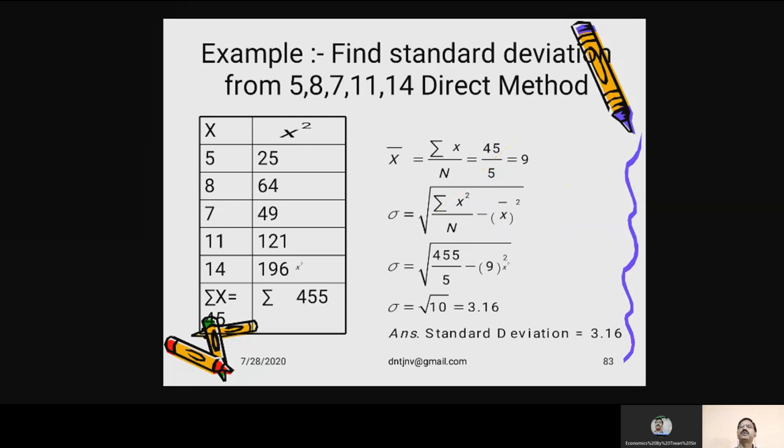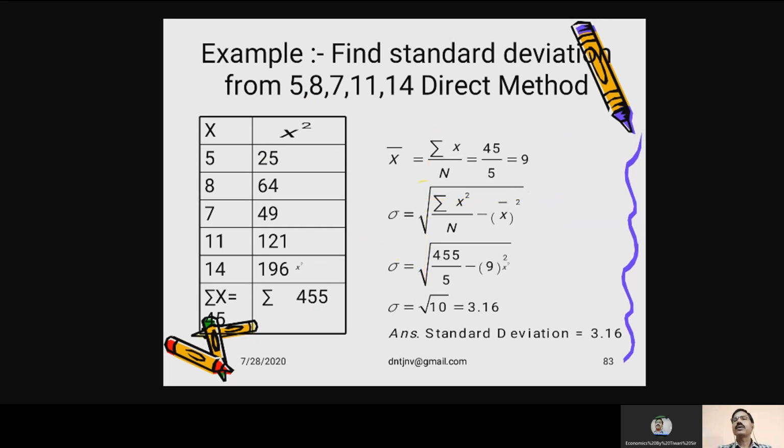You just do what? X square. The value of x is to be squared out. 5 square is 25, 8 square is 64, 7 square is 49, 11 square is 121, 14 square is 196. Find the sum of these, you will get 455.